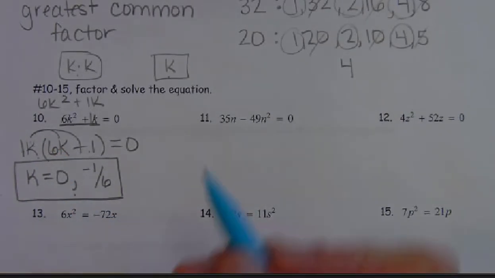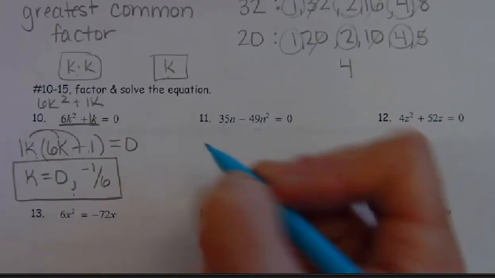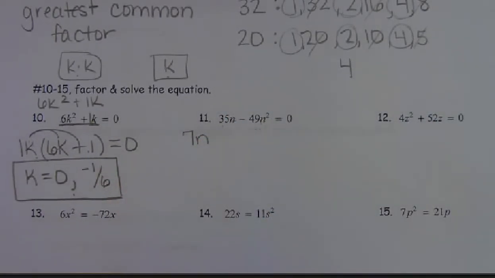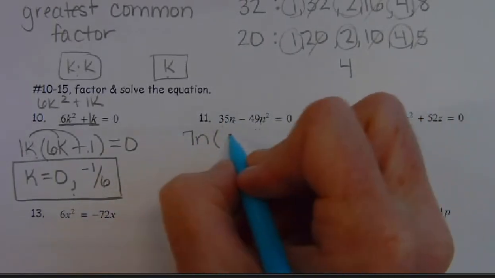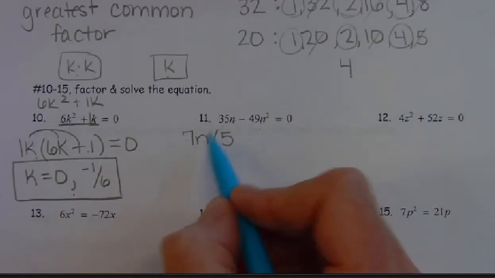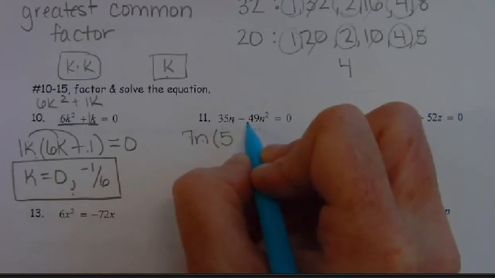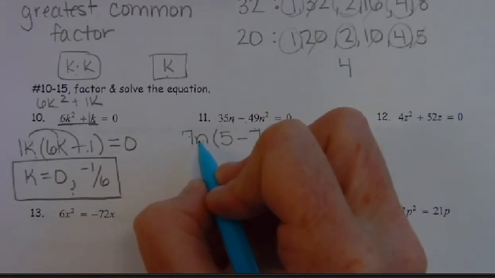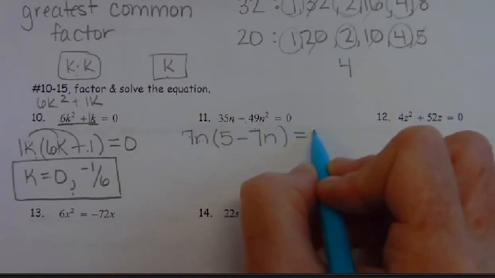Let's try another one. In this case, the biggest number that goes into both of those is 7, and I can pull out an n. I cannot pull out any more n's because he only has 1. So then I say, what times 7 is 35? And I get 5. I already have my n, so I don't need anything else there. And then what times 7 is negative 49? And I put a negative 7. I have an n, but I need an n squared, so I need 1 more n.